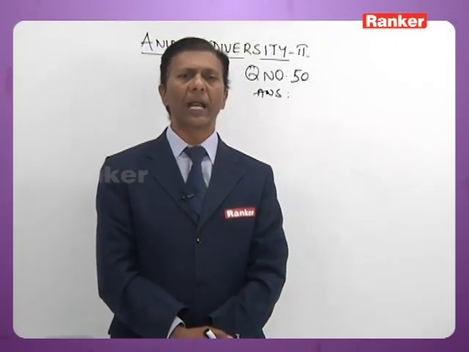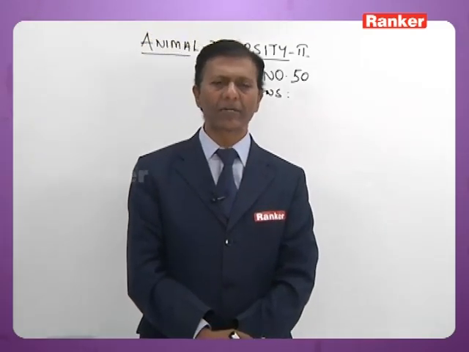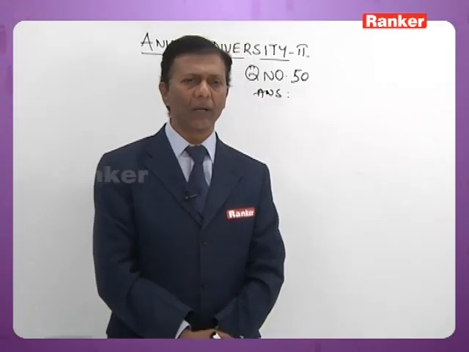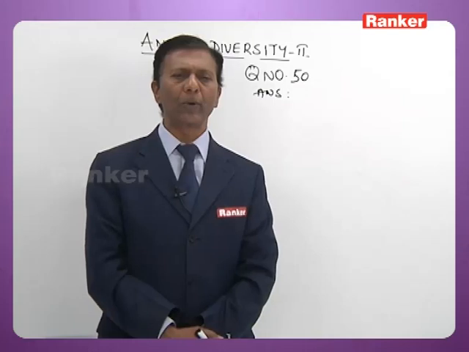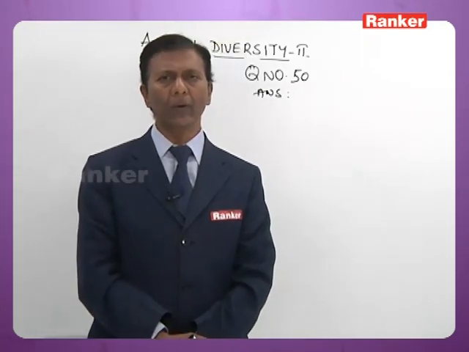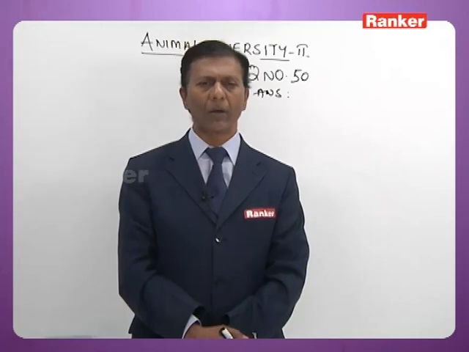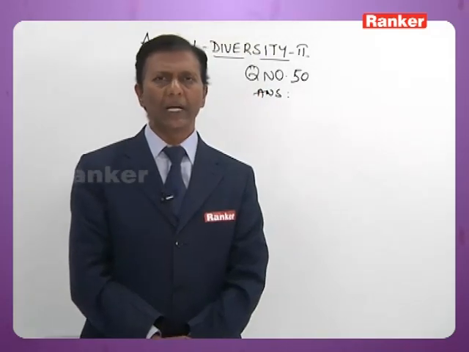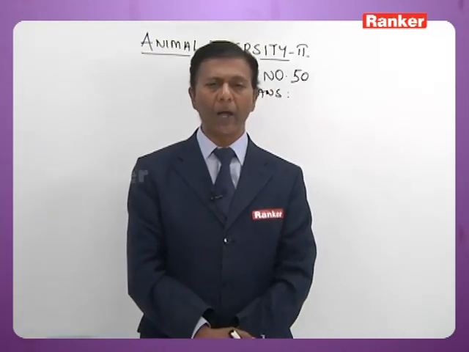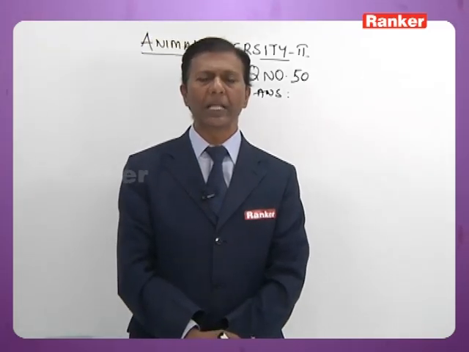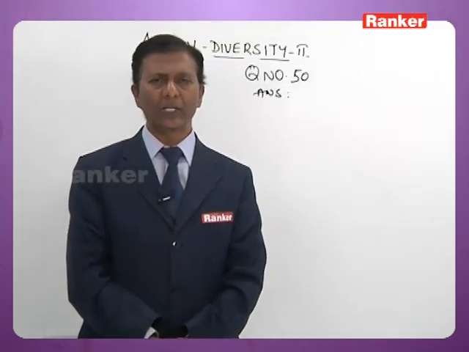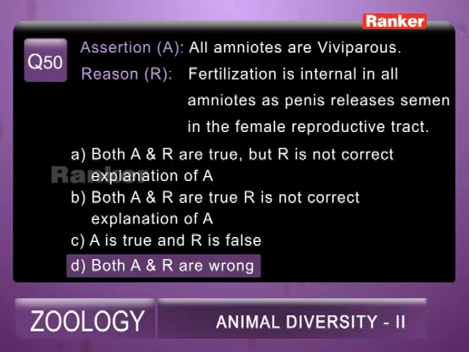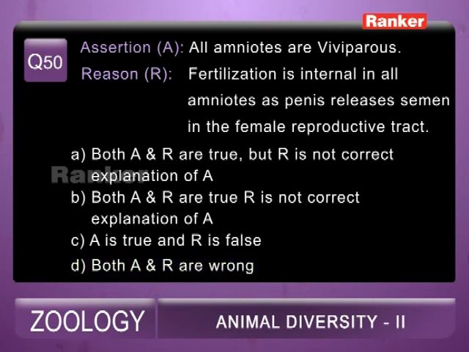So 50th question correct answer is D. I would say the correct answer for 50th question is D, because both assertion and reason are wrong. Assertion says all amniotes are viviparous. All amniotes are not viviparous. Among amniotes, suppose you take birds, all of them are oviparous, so wrong. Even reason: undoubtedly we accept the statement that fertilization is internal in all amniotes, but it says penis is present. Penis is absent in some of the amniotes, like birds do not have penis, Sphenodon doesn't have penis. So reason is also wrong. So for 50th question correct answer is D. Both assertion and reason are wrong.